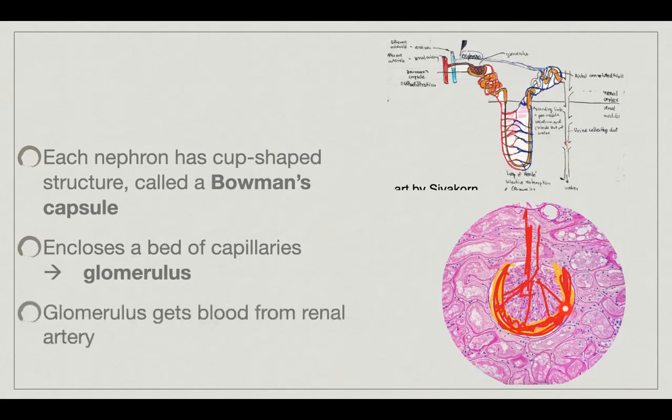So the glomerulus gets its blood from the renal artery. Again, if you go back up here, the renal artery feeds blood into the glomerulus here.